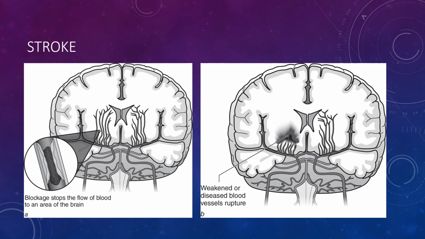A stroke is, again, a blockage to an area of the brain. That's what you see on the left picture, a blockage in some artery somewhere in the brain. The effect is going to depend on where in the brain it occurs. On the right-hand picture, you see that gray area. That's basically dead brain tissue. So whatever function occurs in that area of the brain, that function is going to be affected by this.